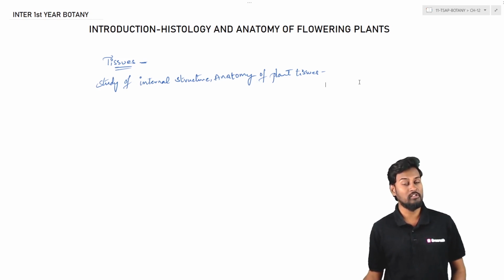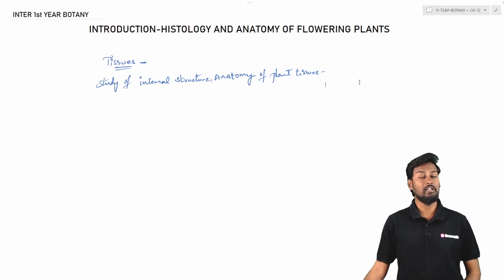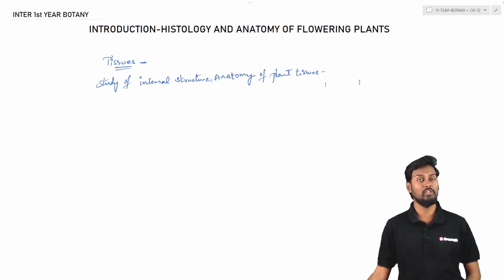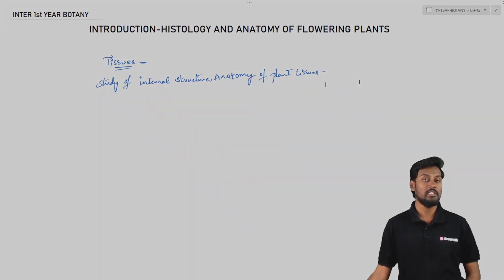So histology is nothing but histo means tissue, logy means study. So the study of tissue is called histology. Anatomy is about the internal plant parts, especially the internal organization of the plant, the internal arrangement, or the arrangement of internal cells. All of that we study as the anatomy of the flowering plant. So this is the introduction to this particular chapter.